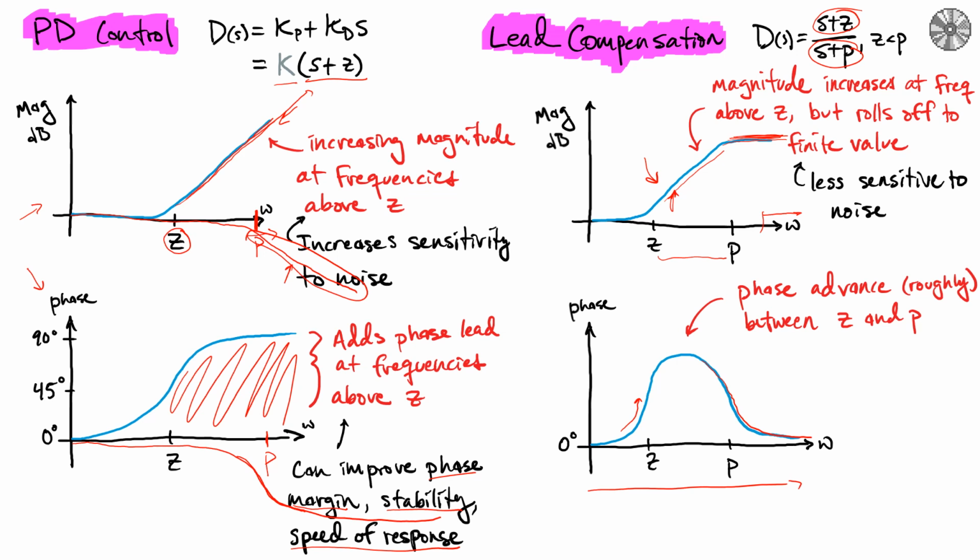And so the phase plot has this bump in it, and this gives you the ability to provide a phase advance, so to improve the phase margin, but only so much as within the range of z to p. So we can't affect things after the pole over here or over here, but we can add phase to frequencies here, which may be enough to provide better stability of the system.